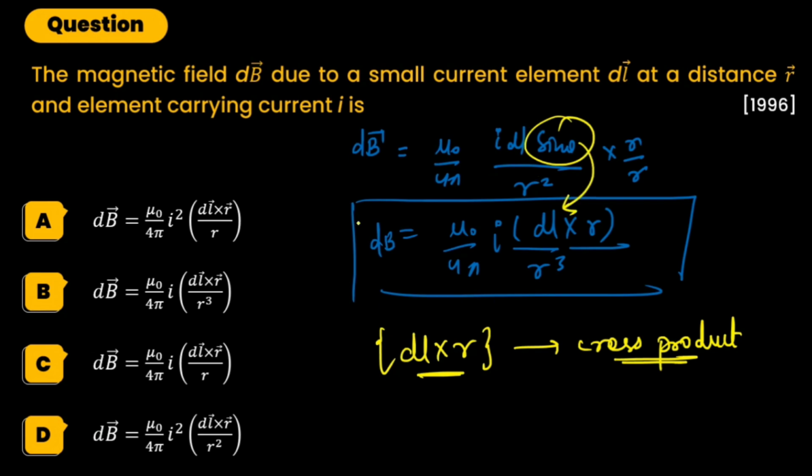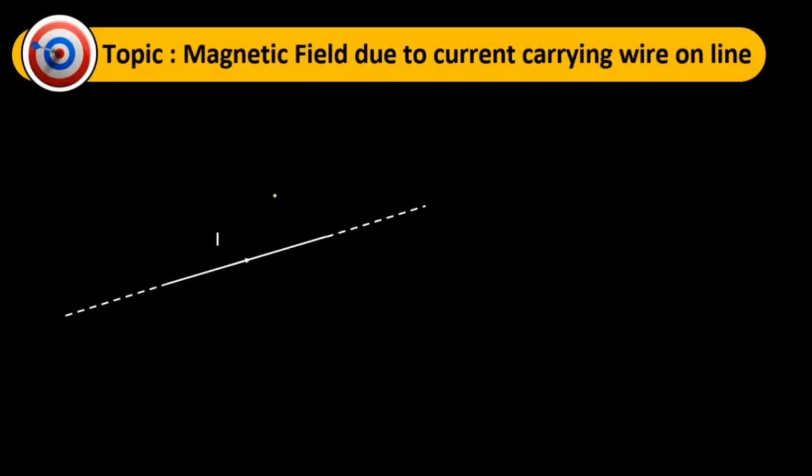So by looking at this question, which option is the correct answer? B. Yes. So as I told you, magnetic field due to a current carrying wire on the line, line means if point P lies on the line. Just look at here. We saw that dB is nothing but mu naught by 4 pi I dl cross r by r cube.